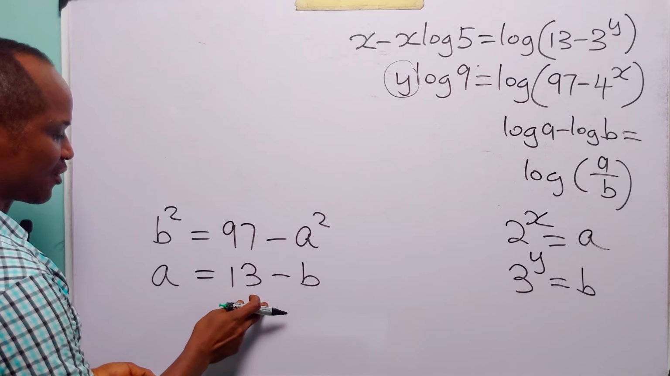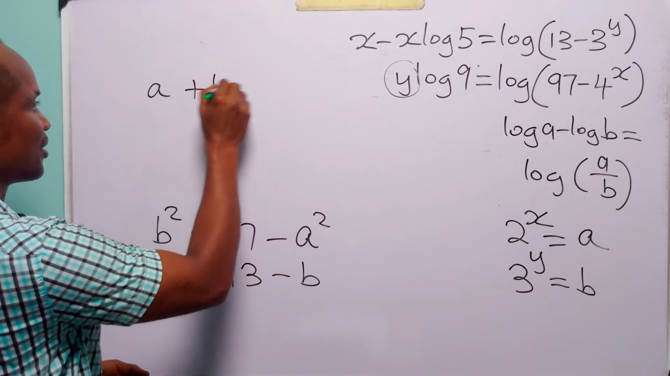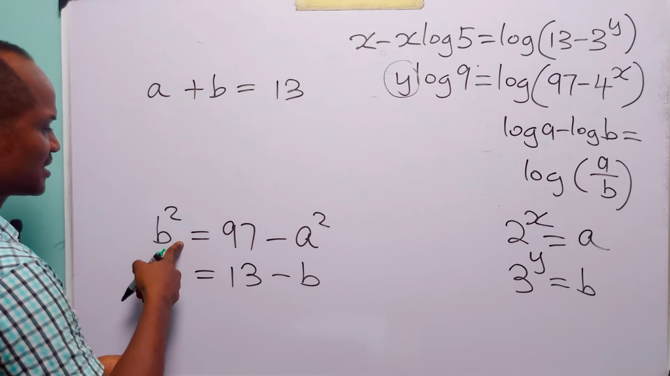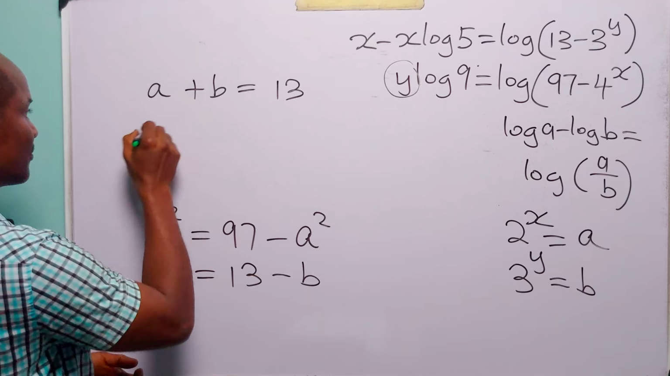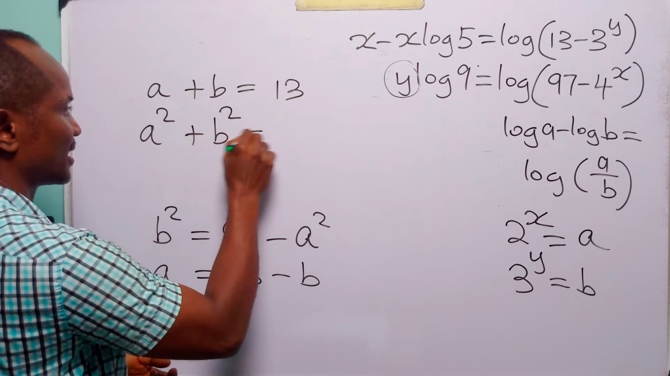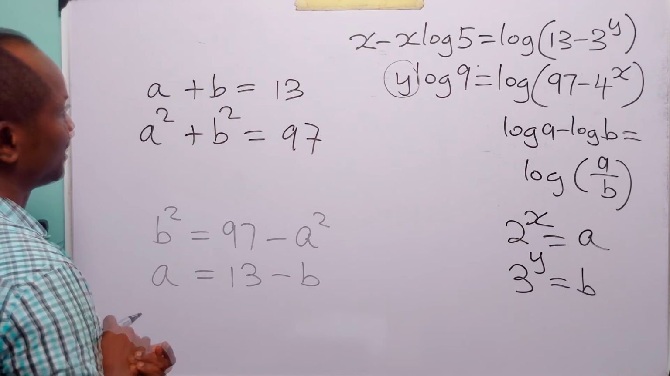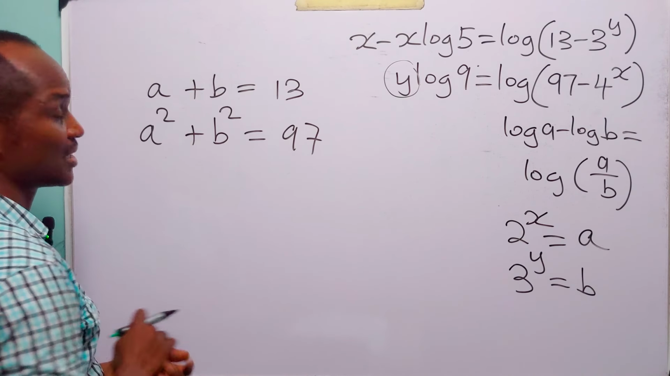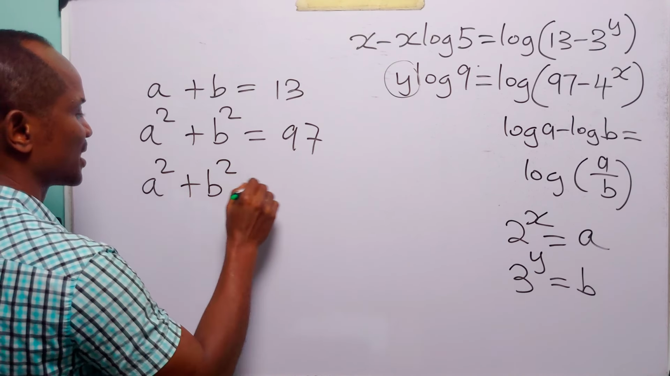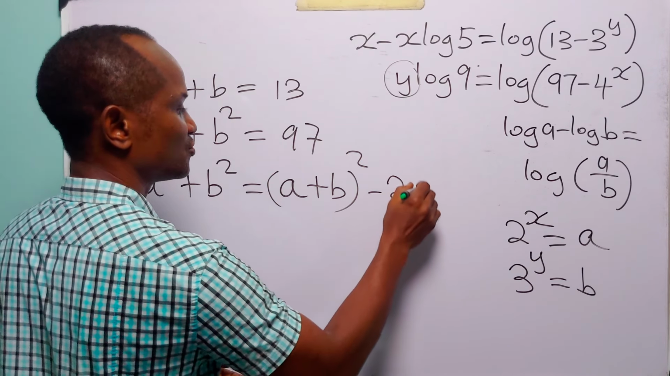Now from this second equation, we have that a plus b is equal to 13. And from this first equation, we have that a squared plus b squared is equal to 97. Now to solve these two equations, let us remember that a squared plus b squared is equal to a plus b squared minus 2ab.